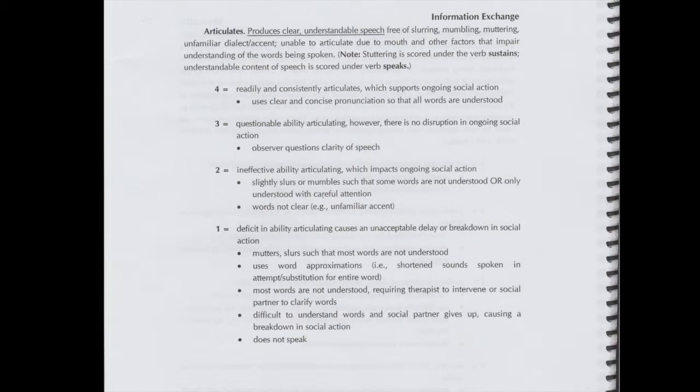Here we see George struggle to articulate, that is to produce clear, understandable speech. This is likely because he's distracted and his position is changing as he's trying to realign his hat. But I would rate this a 2. It's an ineffective ability to articulate. There's some slurred words or mumble. The words aren't clear. So it would definitely be a 2 here.